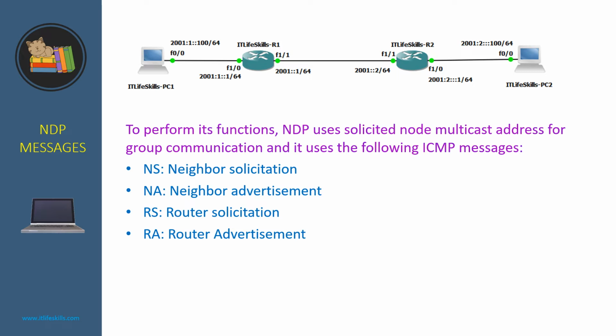To perform its functions, NDP uses solicited node multicast address for group communication, and it uses the following ICMP messages: neighbor solicitation, neighbor advertisement, router solicitation, and router advertisement.